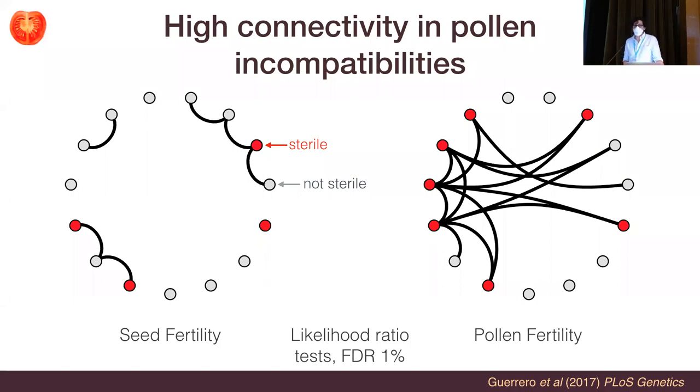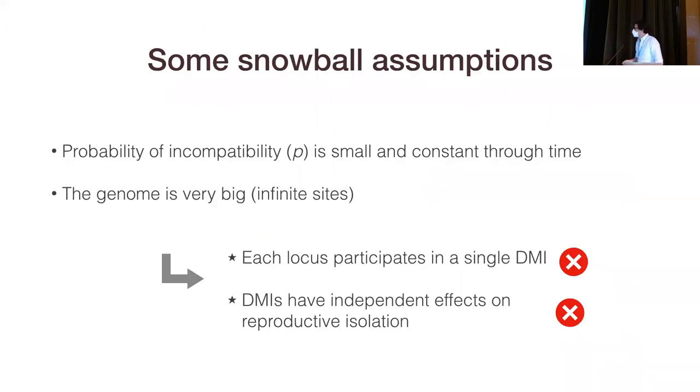The reality is we do not have the resolution to know exactly what's happening there. But I do think that it is compelling enough data to suggest that the corollaries that derive from the assumptions of the snowball model are not quite being met. That is, I think we showed that these loci probably participate in more than one DMI, at least if we interpret DMIs as just pairwise DMIs, and that DMIs do not have independent effects on reproductive isolation, mostly because if there are complexes or pairs of DMIs coming together, then they're likely not acting on their own, contributing to reproductive isolation on their own.